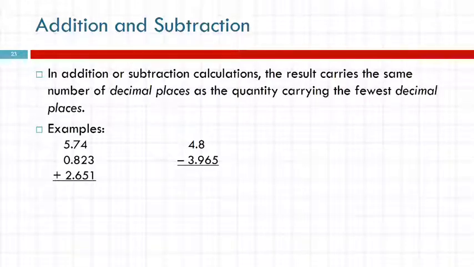So here we've got 5.74 plus 0.823 plus 2.651. And I'm getting 9.214. That's not right. I screwed up. 5.74 plus 0.823 plus 2.651. No, I was right. Okay. 9.214.